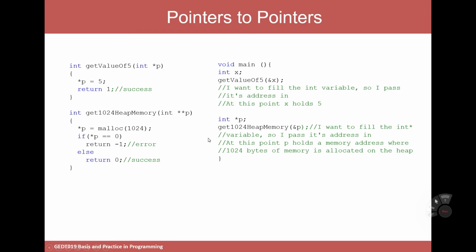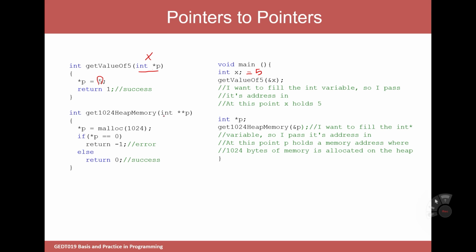Now the question is, why do we need this? Sometimes you will have a function. Imagine this scenario. You have a function, and this function receives a pointer. When it receives the address, you will give the value 5 at that address. So if you pass here, for example, get value of 5, you will pass x. x has no value. When you pass x here, the address of x will go here, and then you give the value for the variable x. So now x becomes equal to 5 after you call this.